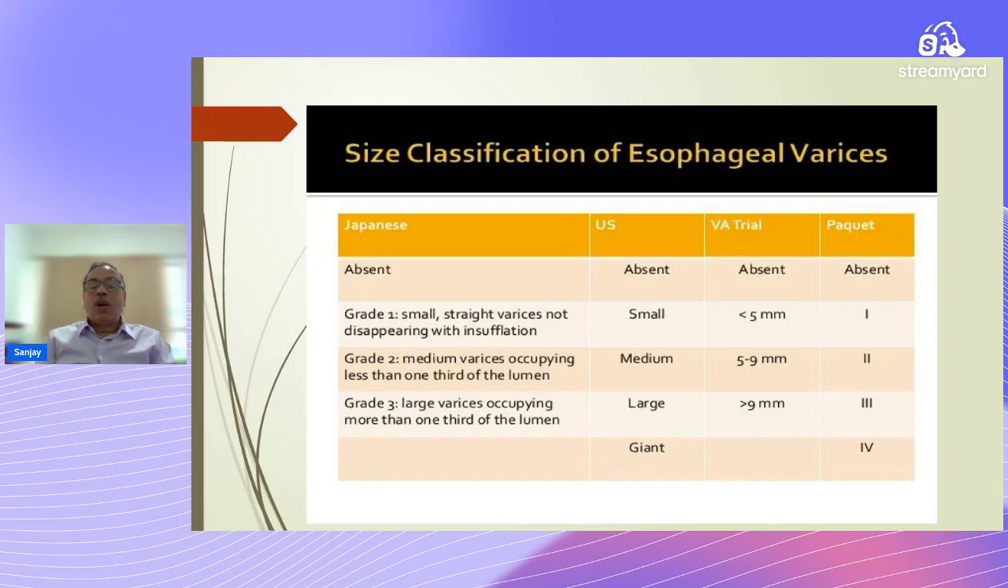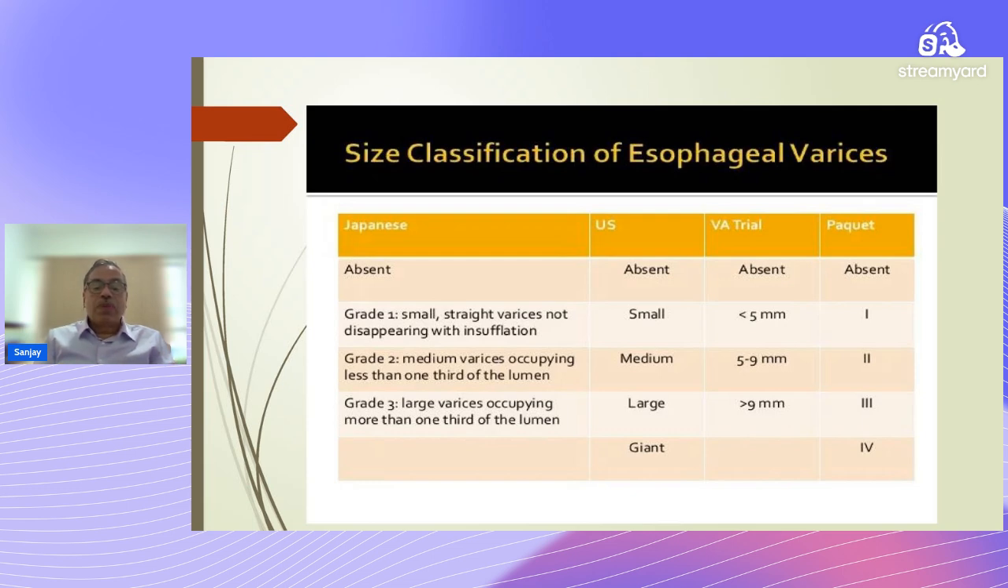Now, there are also endoscopic classifications based on the size of esophageal varices. There are different endoscopic classifications in different geographical locations and centers. The most common ones which we use are the Japanese classification, and of course, the VA trial and Paquet also. Now, in Japanese, the grade zero would be absent. That would be that there are no varices.